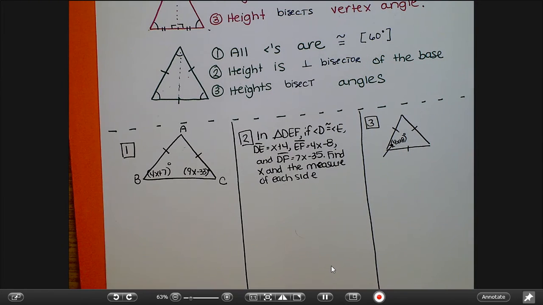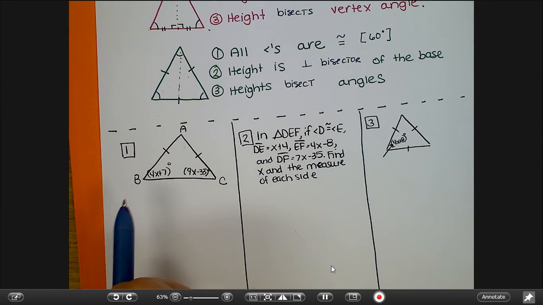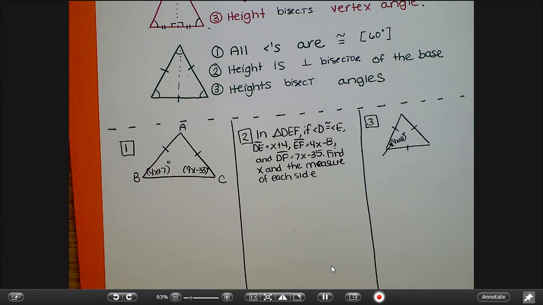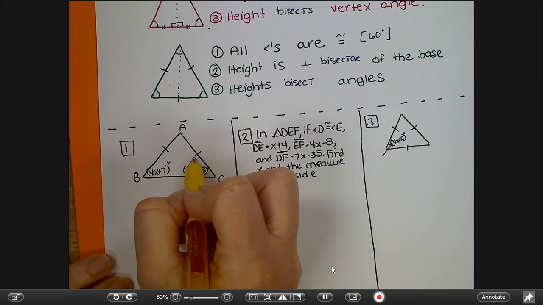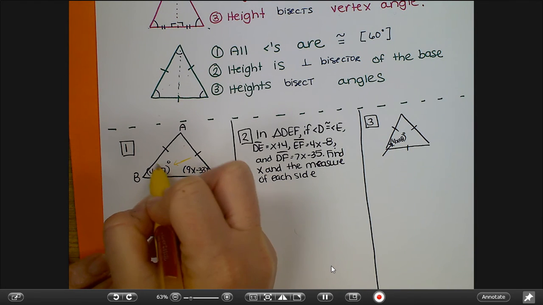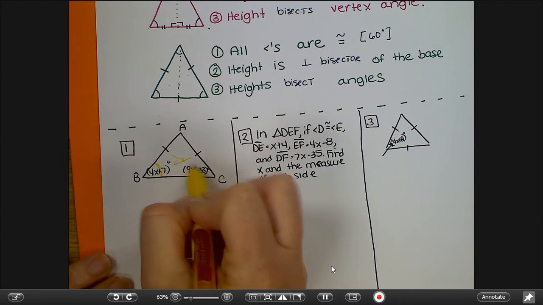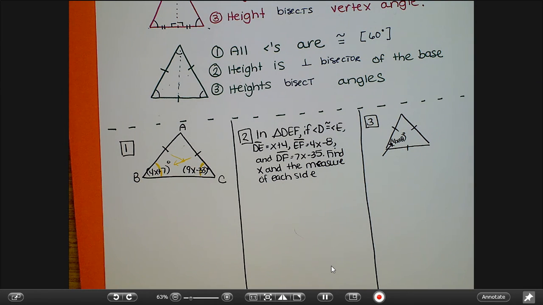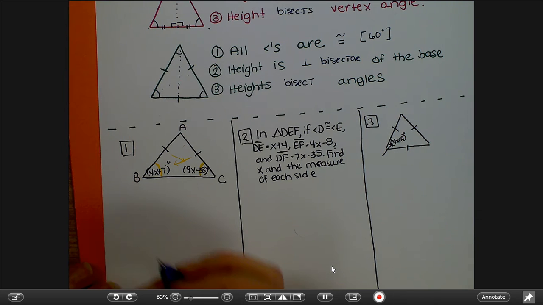So the first example doesn't say in words that it's isosceles, but it does show us 2 congruent sides, in which case we know that it's isosceles. The important thing to know is that the base angles are always opposite from the congruent sides. So this angle and this angle are the base angles. And base angles are congruent. That was one of the rules.